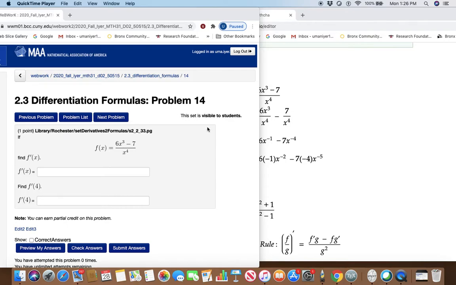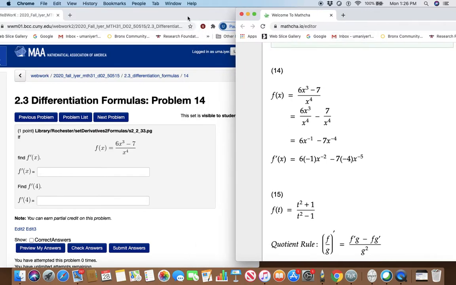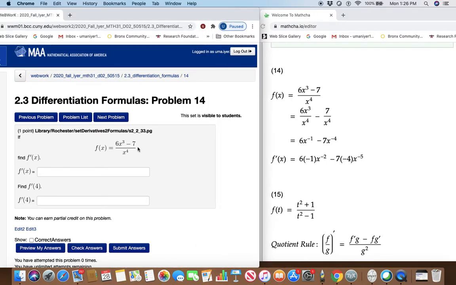This is problem 14. f(x) is (6x cubed minus 7) over x to the fourth. Look, you could use quotient rule, but sometimes you have to look at the problem carefully and notice maybe it can be simplified. Indeed, because the denominator is just a monomial, I can simply distribute the division and it works well. 6x cubed over x to the fourth minus 7 over x to the fourth.